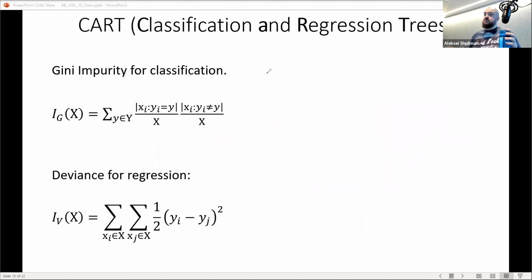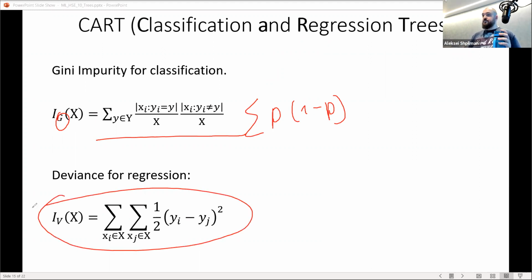you get the tree. But since CART is a classification and regression tree, we need a regression impurity, right? So a classification CART uses Gini impurity, which we already sort of saw. But we need something for regression. And we use deviance. A deviance is a pairwise sort of variance, but not from the middle value, but pairwise. Okay, so the closer our points to each other, the lower the deviance, the higher the information gain, right?